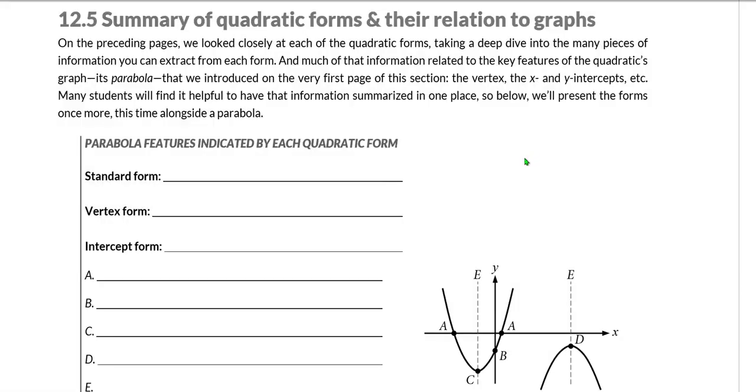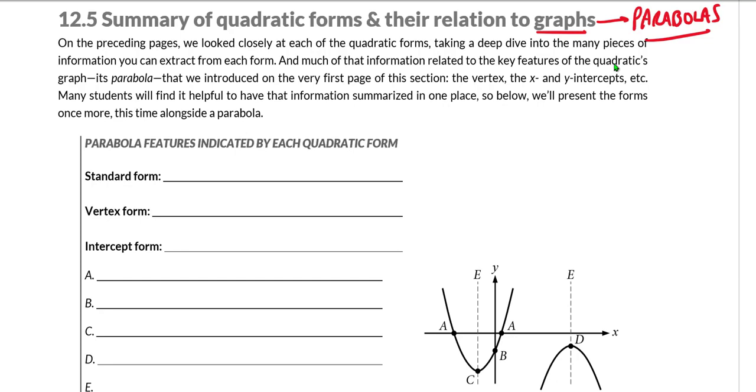Okay, section 12.5 here, all we are going to do is summarize the quadratic forms and their relation to their graphs, or as everyone should know by this point, their parabolas. We just went over standard form and vertex form and intercept form, and we talked about all the different things that we could extract from those forms.